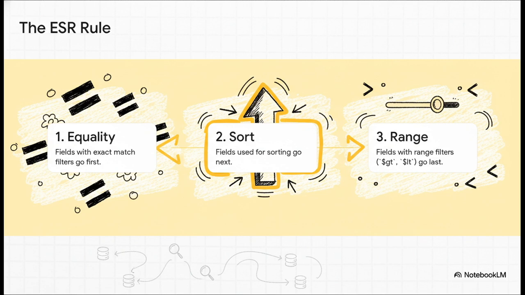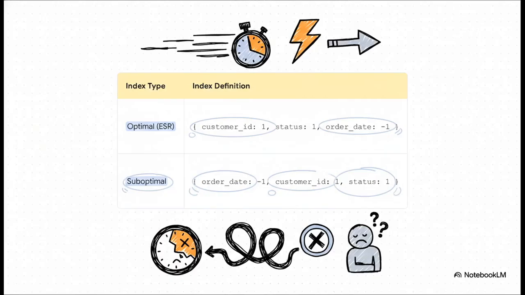with greater than or less than. So equalities, sort, range. That's the ESR rule. Get that order right. All right, let's put this into practice with a real-world e-commerce example.